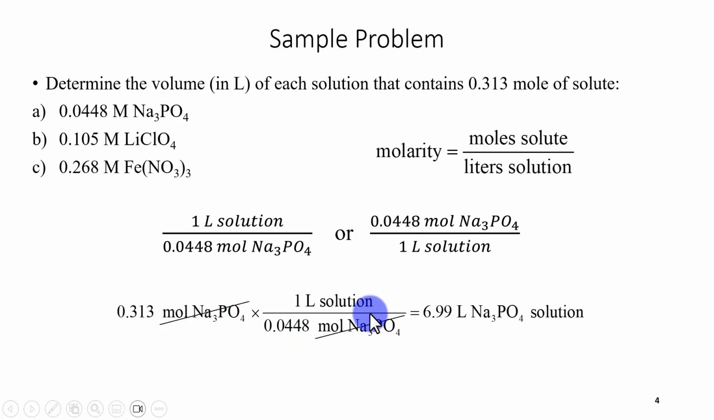These moles will cancel out, giving me 0.313 times 1 divided by 0.0448, which is 6.99 liters of solution. Note that this has 3 significant digits because these have 3 significant digits apiece. Now follow this example to do B and C.